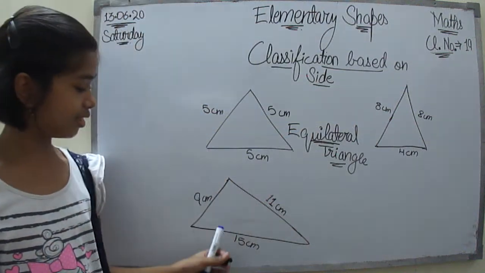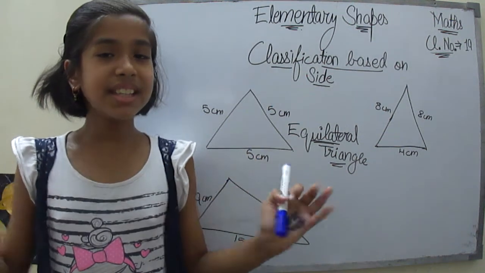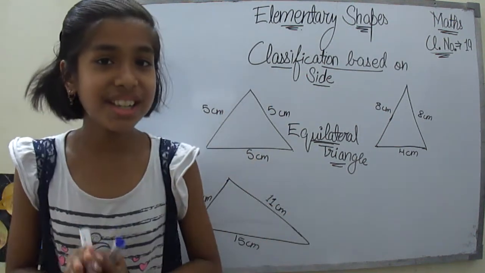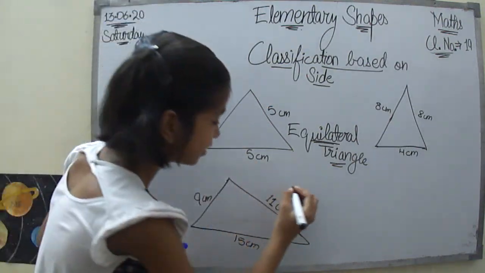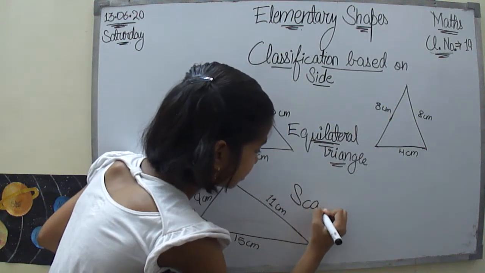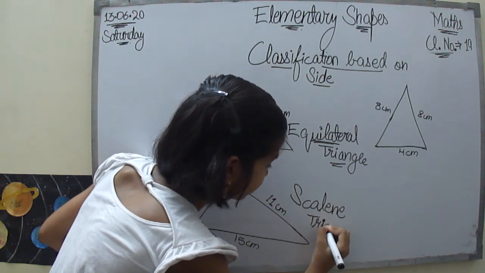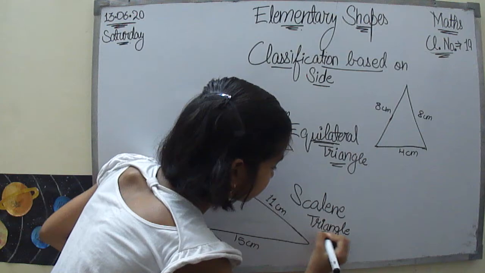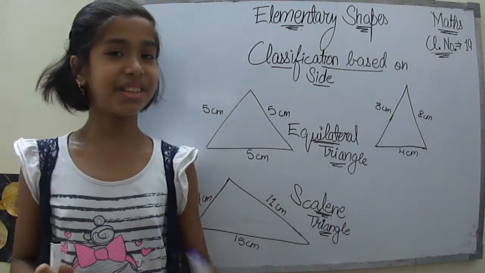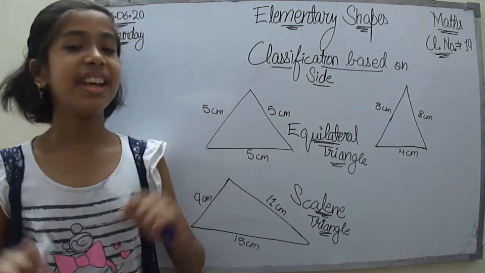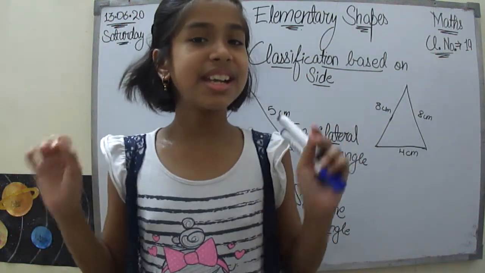Now what about this one? The triangle with no sides equal is known as, yes, a scalene triangle. Now, at the last, we got this one. And this triangle is known as an isosceles triangle.